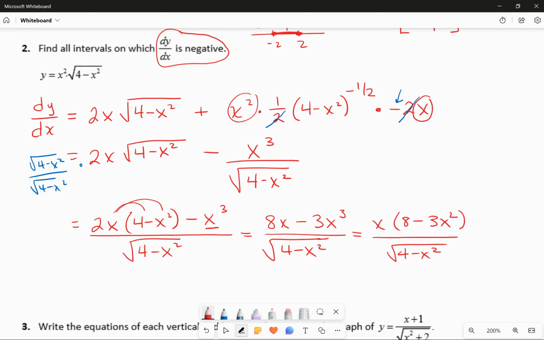So we want to answer when the derivative is negative. So in order to answer that, again, we want to simplify our derivative down as much as we possibly can. And then we're going to ask ourselves, when is this expression less than 0.